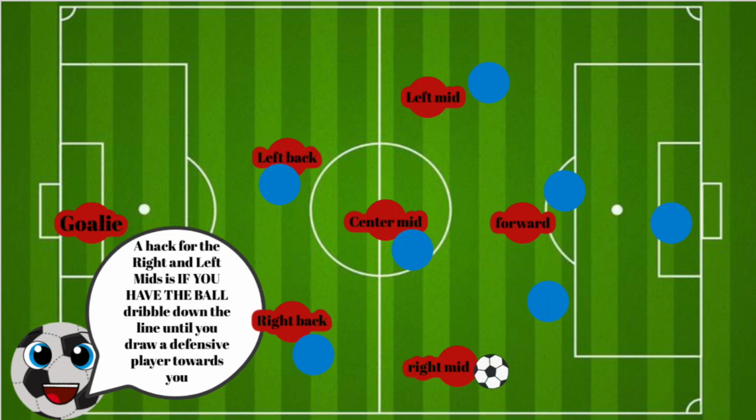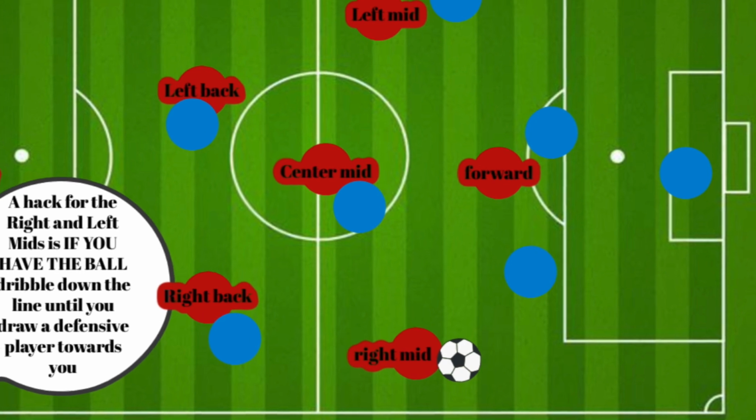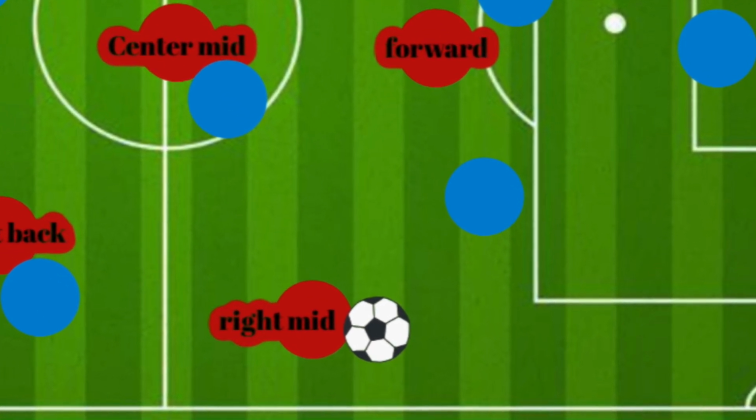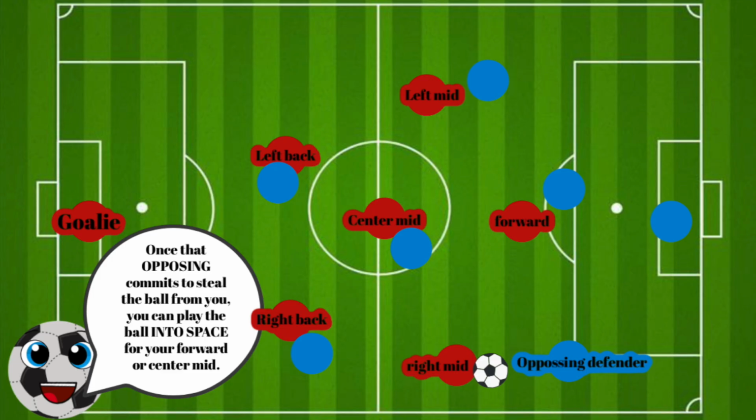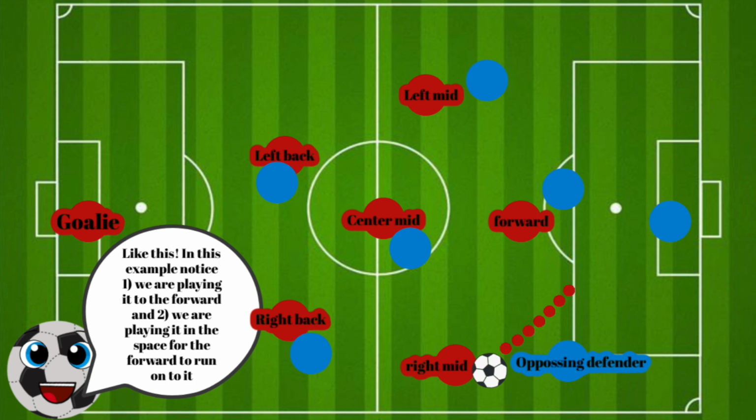A hack for the right and left mids is if you have the ball, dribble down the line until you draw a defensive player towards you. Once the opposing player commits to steal the ball from you, you can play the ball into space for your forward or center mid. Like this. In this example, notice 1, we are playing it to the forward, and 2, we are playing the ball into space for the forward to run onto it.